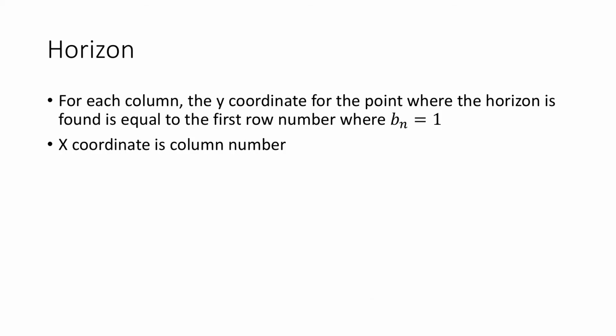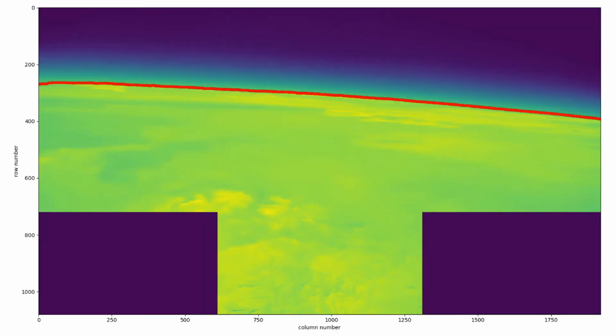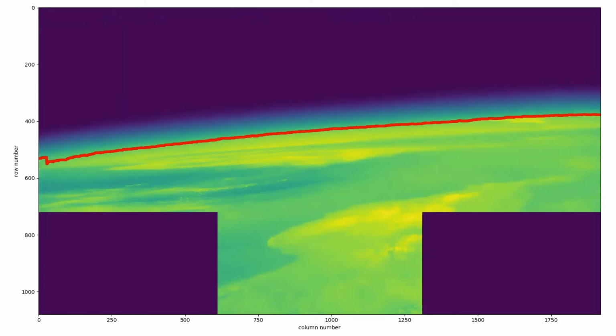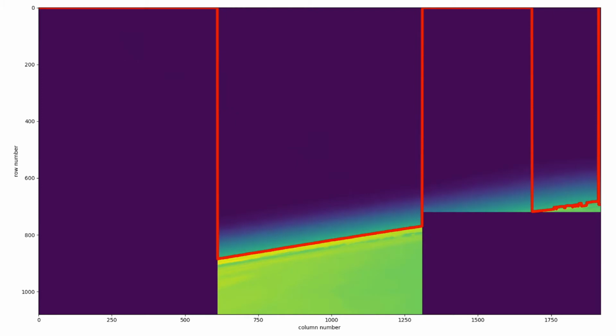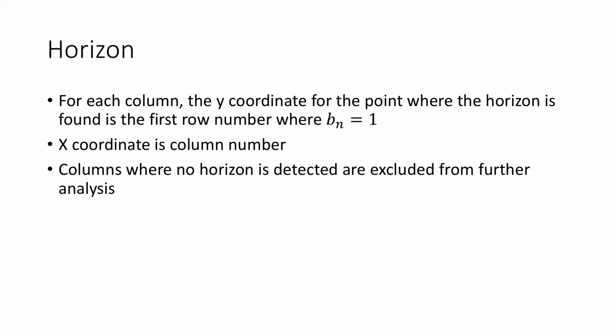Now, going from the top, I then take the first row for each column where the value is equal to 1 as the point where the horizon is. This gives me the y coordinates of the horizon. Now, the column number is the x-coordinate. So now I can plot the horizon on the image. You'll notice that there are areas where the horizon is not detected. I will exclude these points from further analysis, as these points will introduce excessive curvature.